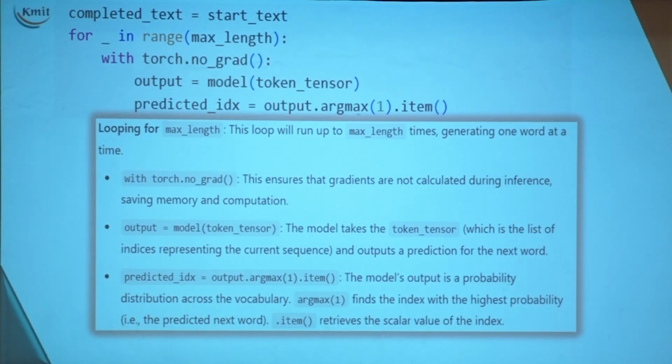Okay, so that's what I am doing here through this particular sentence. The model's output is a probability distribution across the vocabulary. argmax(1) will find the index with the highest probability, and then .item() will retrieve the index value of that word. As simple as that. The output is in probability distribution form. Apply argmax to take the word with the highest probability, highest attention. Now you got the index of that word that has to be displayed.